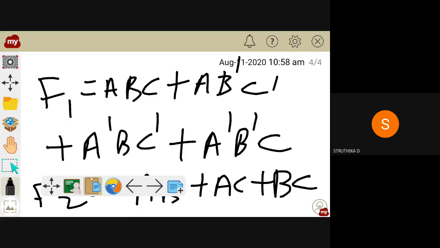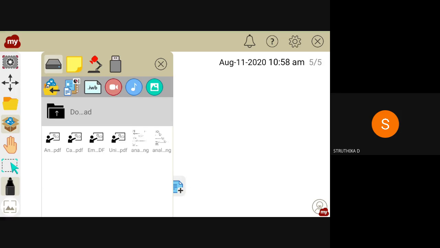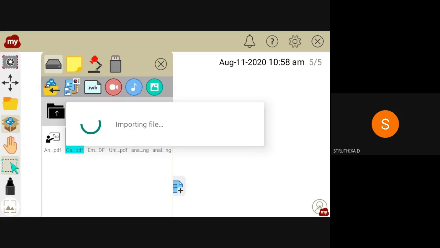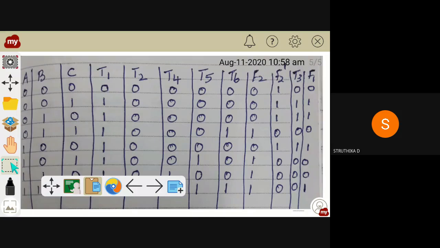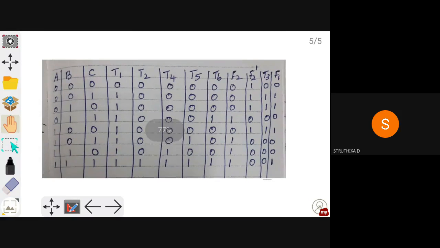Is it clear? So I will show you the truth table. Can you see the truth table? Yes, ma'am.